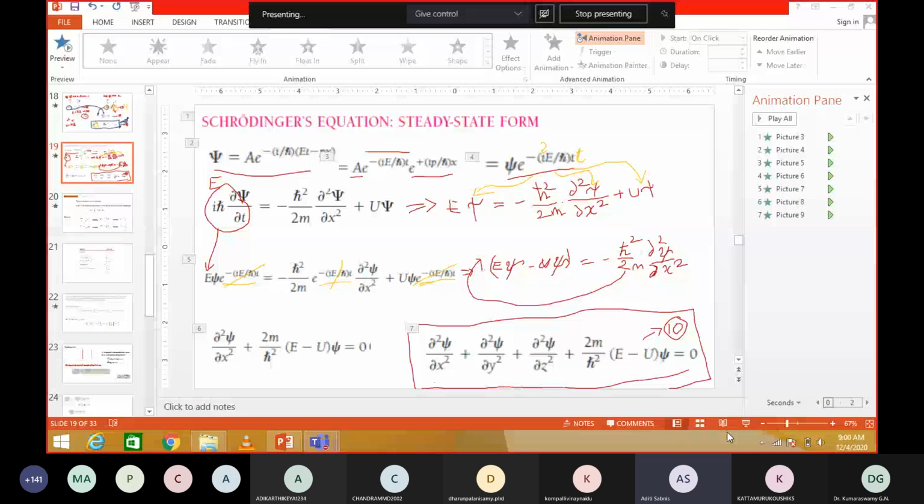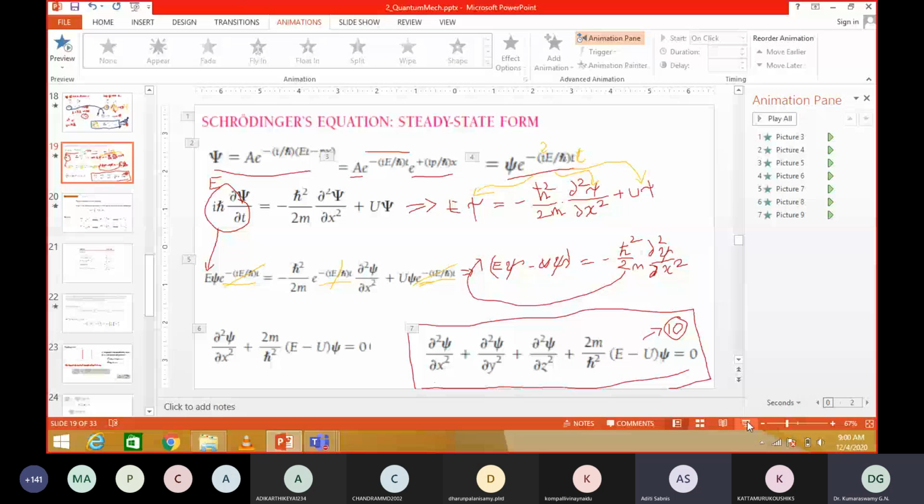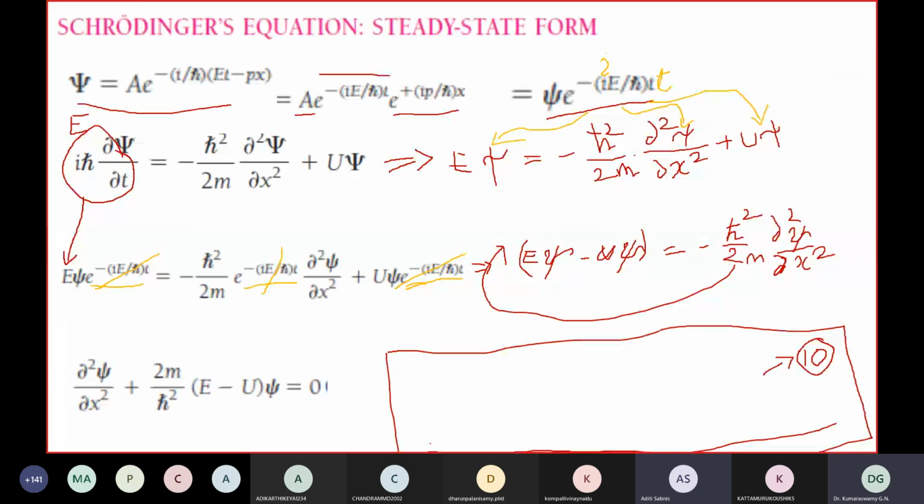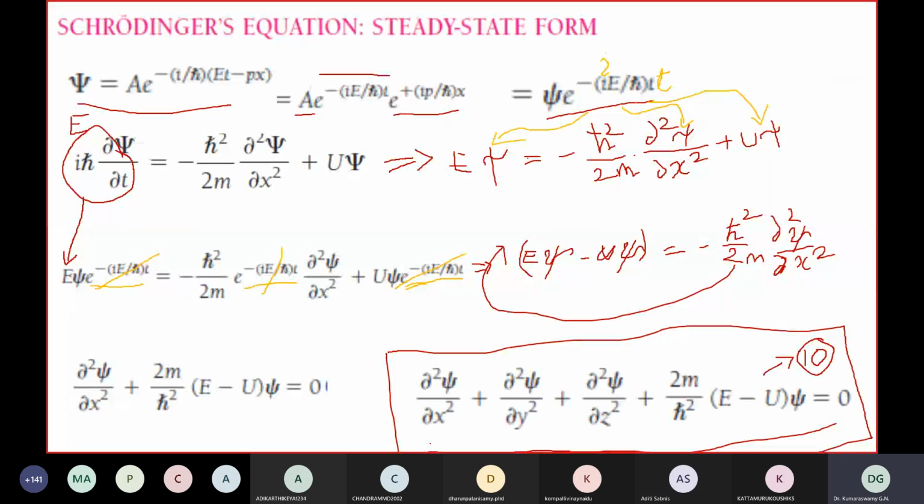Sir, in the last equation, is it the regular psi or the slanted psi, sir? It is actually slanted psi. But hereafter, we will call that also the wave function and we will move on. So then we have to substitute the value of the slanted psi. Yes, it is slanted psi. Okay, thank you, sir.